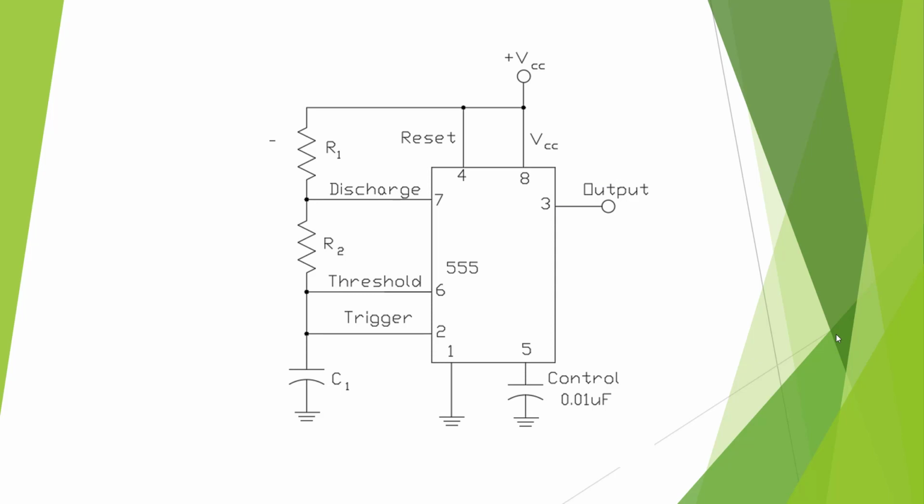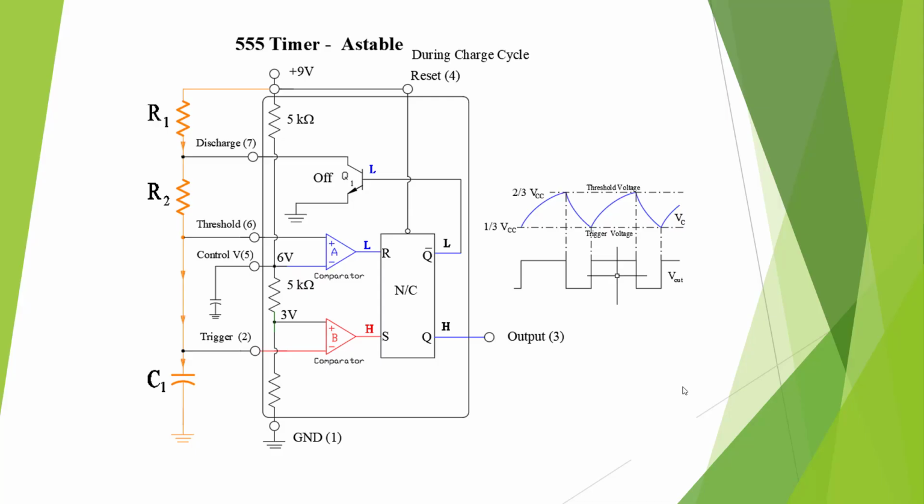Here's a schematic for the astable. The astable timer will put out a continuous pulse at a frequency and pulse width that we design based on these 2 resistors and this capacitor. And you can tell this is the astable because we have 2 resistors and 1 capacitor.